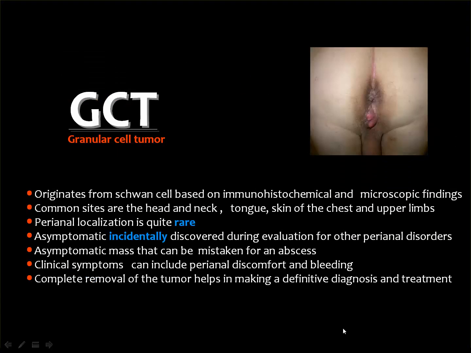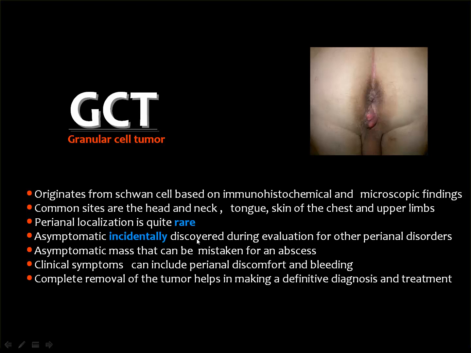Then we come to the granular cell tumor, and this tumor belongs to the neurogenic tumors arising in this area, and it originates from the Schwann cells based on immunohistochemical assessment. This granular cell tumor is common in the head and neck, and in the skin of the chest and upper limbs.